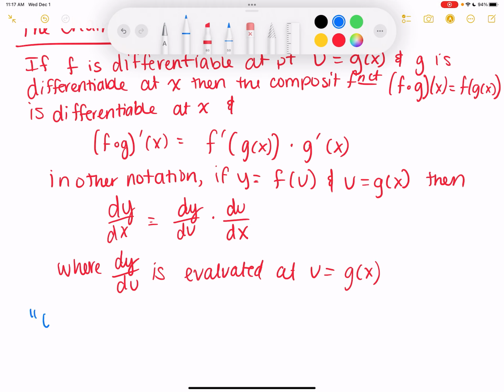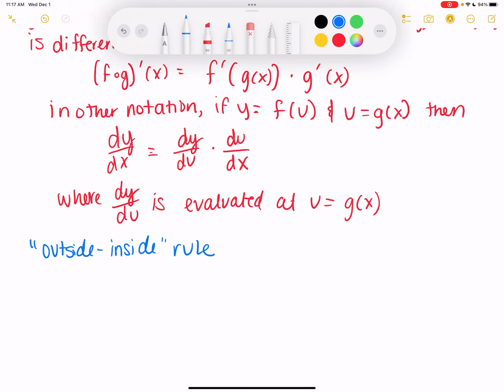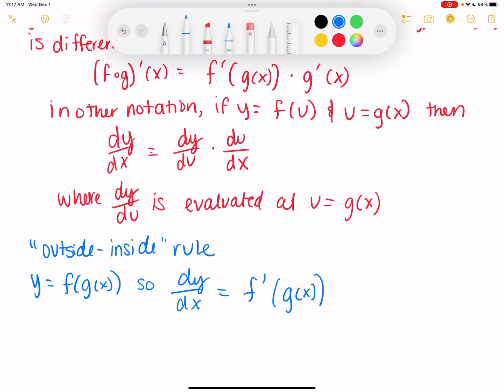Another way to think about it is the outside-inside rule. Which would be y is equal to f of g of x. So dy dx is equal to f prime of g of x times g prime of x. So essentially that's saying take the derivative of the outside piece as a whole, keep the inside stuff together, then multiply it by the derivative of the inside.